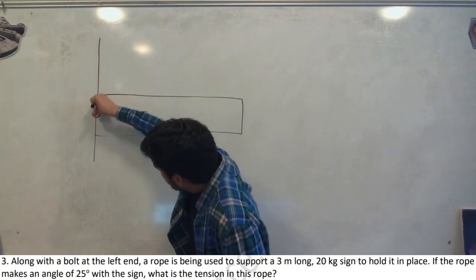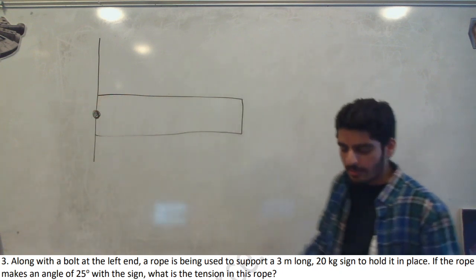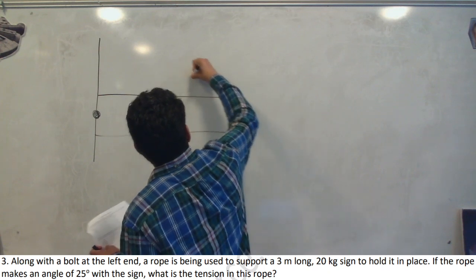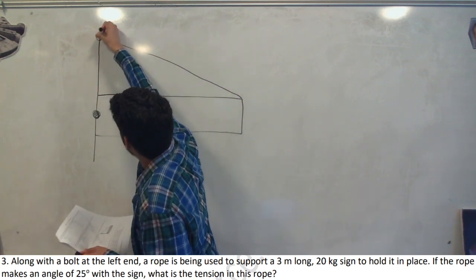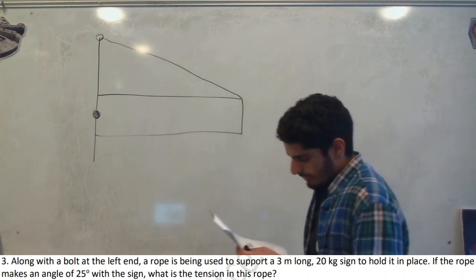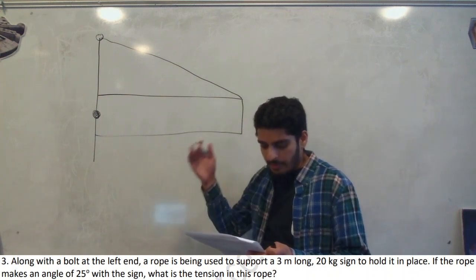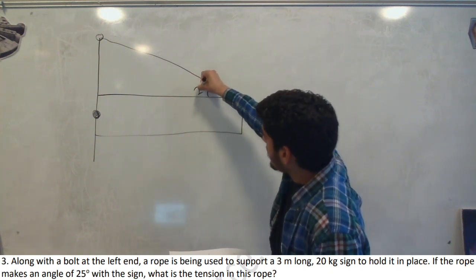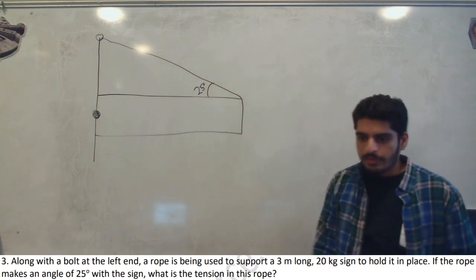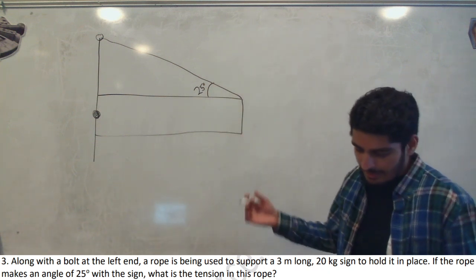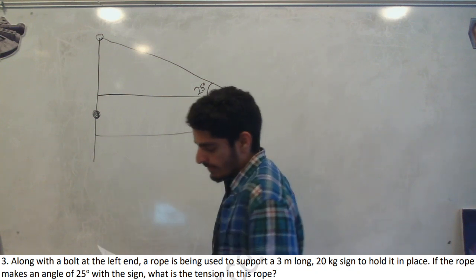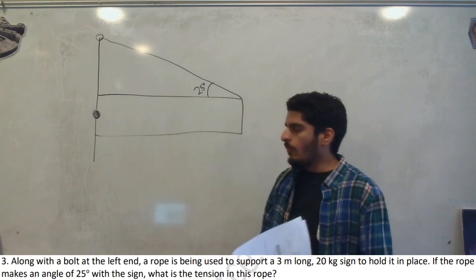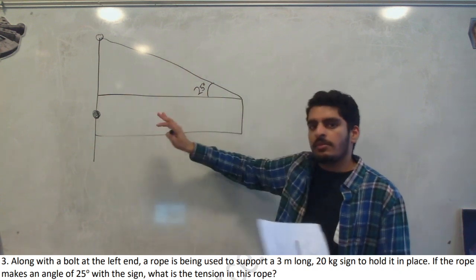I'm going to say that's my bolt over there. That's the bolt that's holding up the sign. And then it tells us we have like a rope right here that's holding it up that way, and then it's hooked up over there. And it also tells us that the angle between the rope and the sign is 25 degrees. That would be this angle, 25 degrees, right there. So it tells us the sign is 3 meters long and 20 kilograms. We want to see what the tension in this rope is, because it's a rope, so it has to have tension, what it has to be in order to keep this entire system in equilibrium.